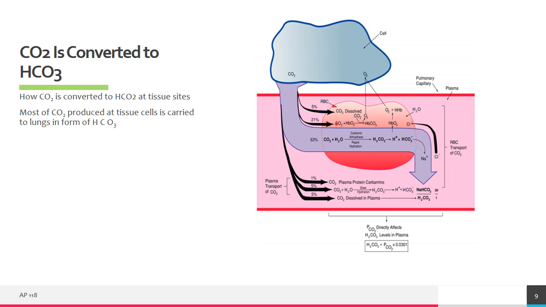The major portion of dissolved CO2 that enters the RBC is converted to bicarbonate by the following reaction. Carbon dioxide plus water, with carbonic anhydrase, goes to carbonic acid, which in turn goes to hydrogen ion and bicarbonate. This reaction, which is normally a super slow process in the plasma, is greatly enhanced at the RBC by the presence of carbonic anhydrase, an enzyme.